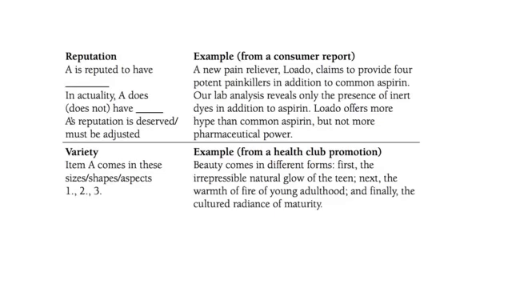First, the irrepressible natural glow of the teen. Next, the warmth of fire of young adulthood. And finally, the cultured radiance of maturity. So you explain one, two, three, or first, second, third, last, something like that. It will be easier to make people understand the idea.